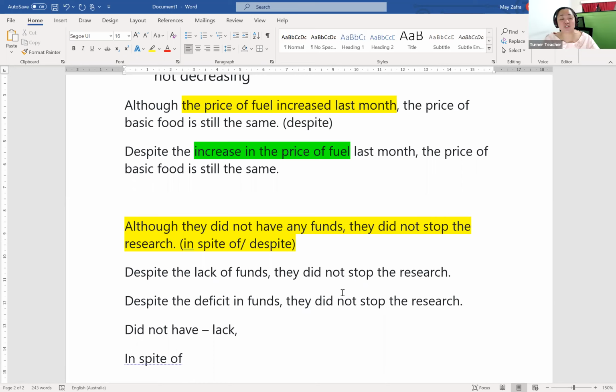Although they have reduced the price, the quality has not been affected. This is the next one. Although they have reduced the price, the quality has not been affected. In spite of, oh, sorry, Manjot, we are not creating your own sentence. We're just trying to translate the although sentence to a despite sentence or in spite sentence. Okay, sorry. That's all right.